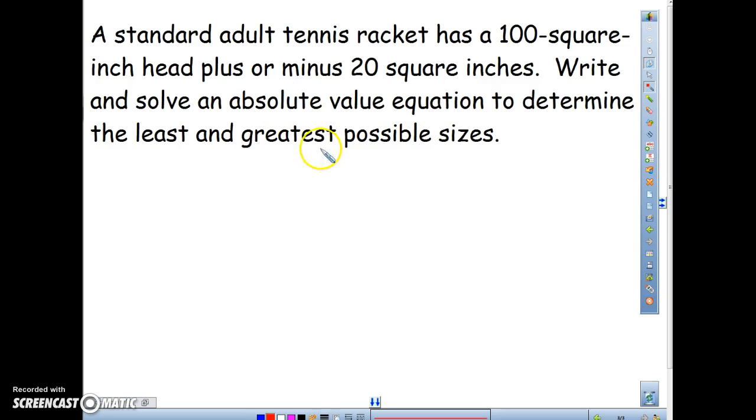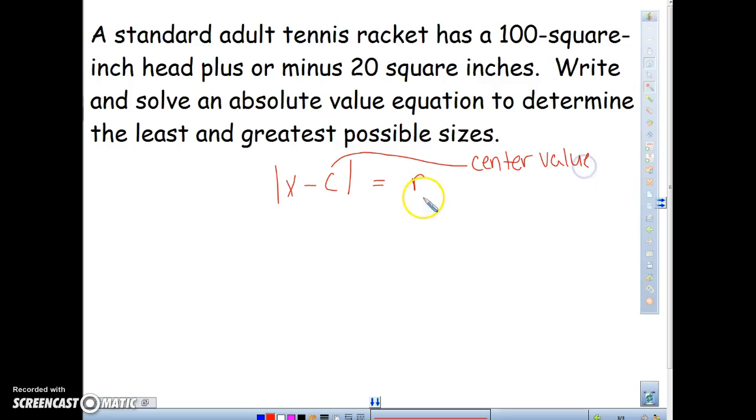So what I'm going to show you is the formula that will always work when you're working with absolute value equations. So it's the absolute value of x minus c equals r. You need to write that down because it's very, very important. C, we're going to label it C, represents the center value. And R represents the range.